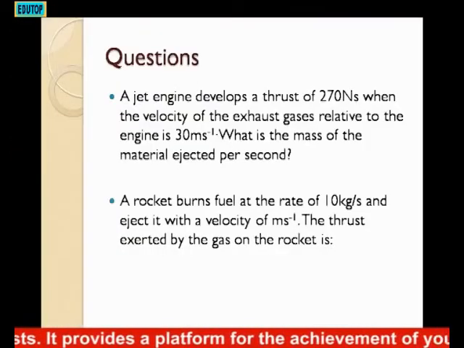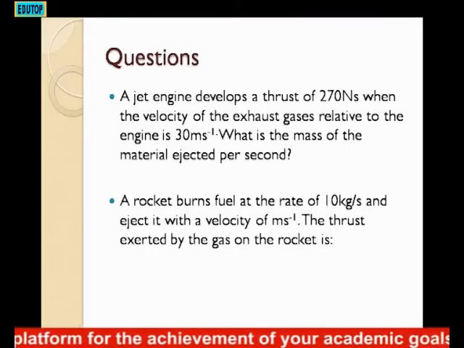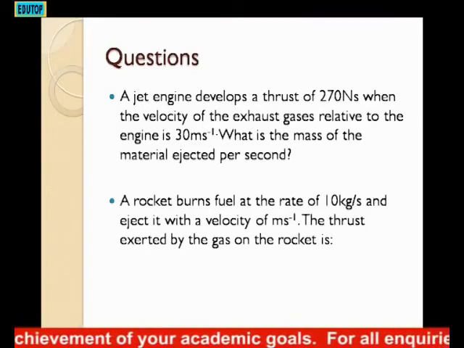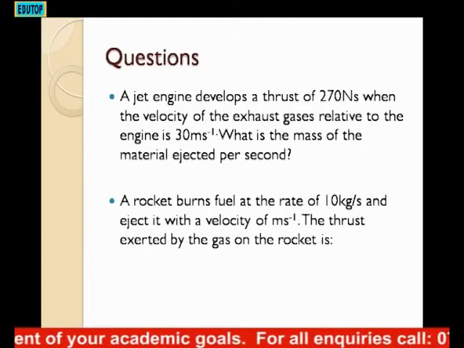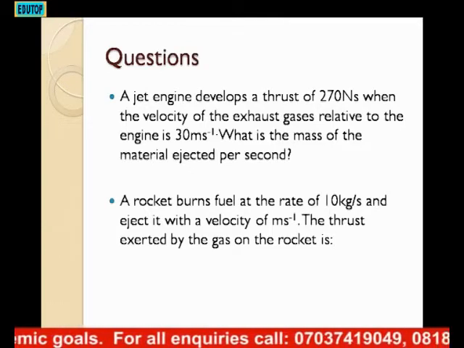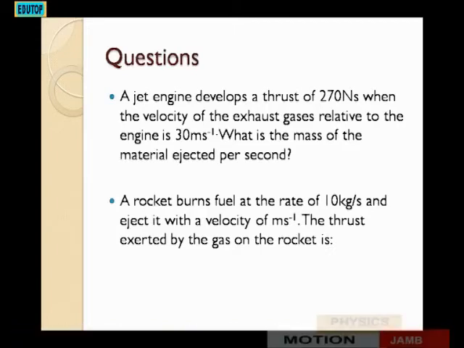Question number 23 said a rocket burns fuel at the rate of 10 kilograms per second and ejects it with a velocity of 5 times 10 raised to power 3 meters per second. The thrust exerted by the gas on the rocket is, so how do we calculate it? The thrust here is equivalent to the force.